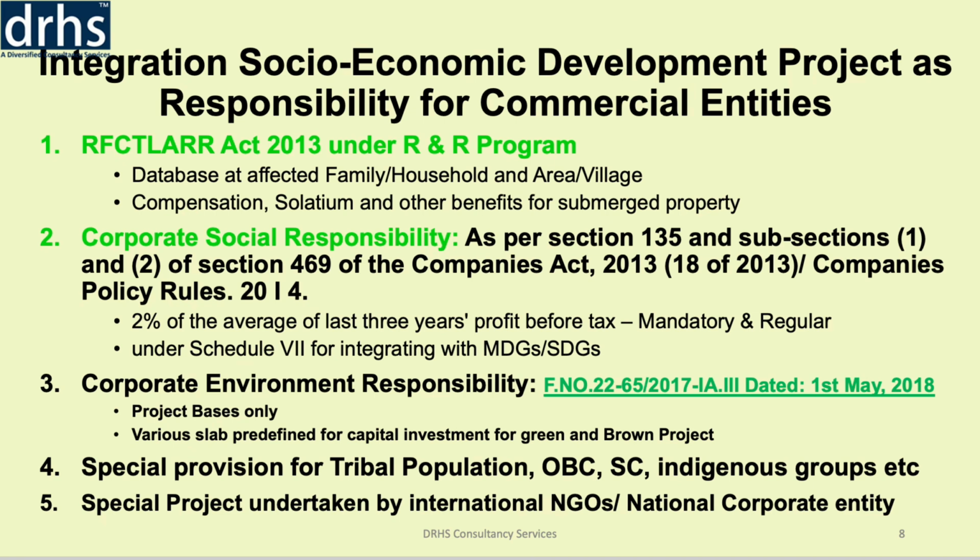As socio-economic professionals, our focus is primarily on Chapter 2, which covers the determination of social impact and the public purpose, encompassing Section 4 to 9. Our role involves creating two types of database, one related to the households or families and the other to the area villages, particularly concerning the properties that will be submerged or otherwise affected by the development project. This information is crucial for calculating compensation and solatium using public documents as reference.